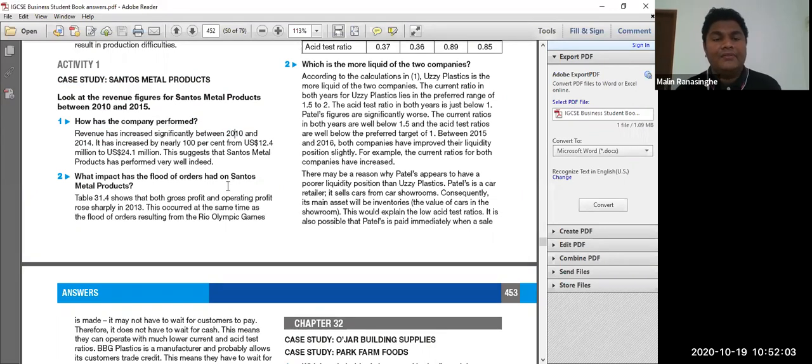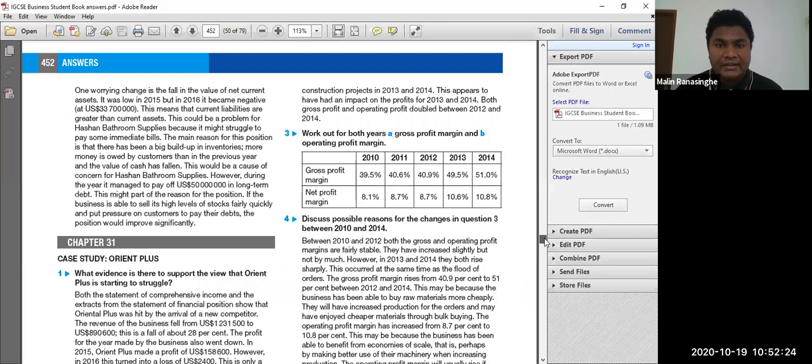What impact has the flood of orders had on Santosh Metal Products? As a result, look at table 30.1, the application shows that both gross profit and operating profit rose sharply in 2013. This occurred at the same time as the flood of orders resulting from the Rio Olympic Games, right? And the construction project in 2013-14. This appears to have had an impact on the profit in 2013 and 14. Both gross profit and operating profit doubled between 12 and 14. That's how to comment on it.